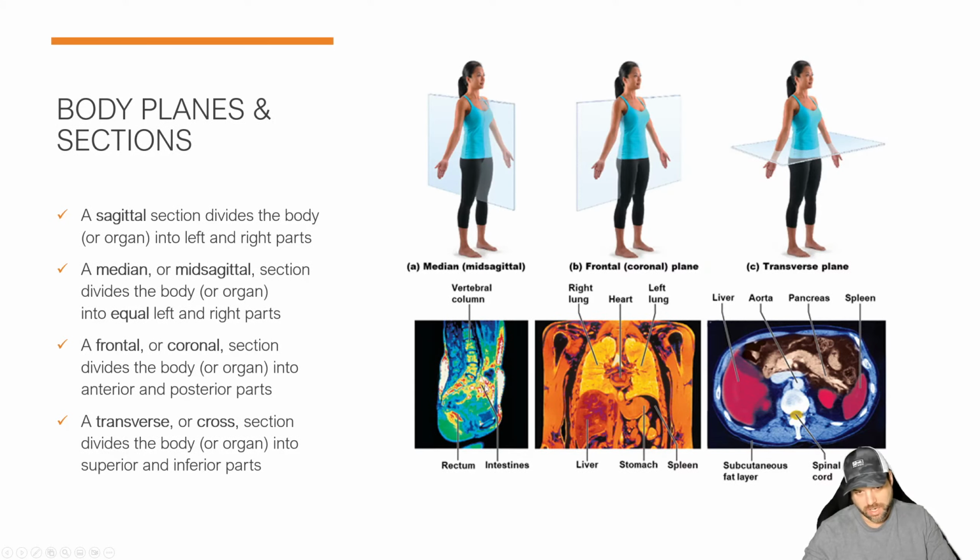So this is some pictures. If you want to look down here, some scans. This would be actually a PET scan that shows a mid-sagittal section where you're looking at the person from their right side looking towards their left side. They're facing forward, so it's a lateral view. You can see the rectum and intestines.